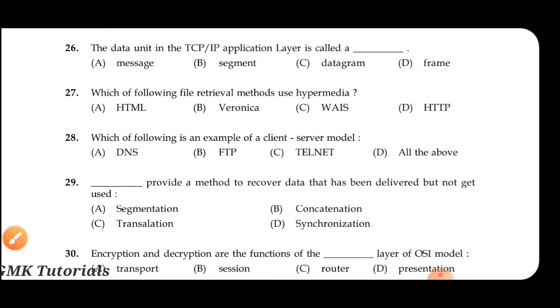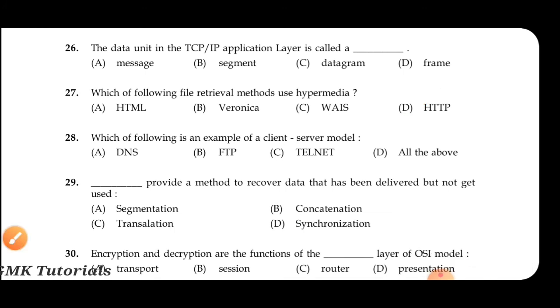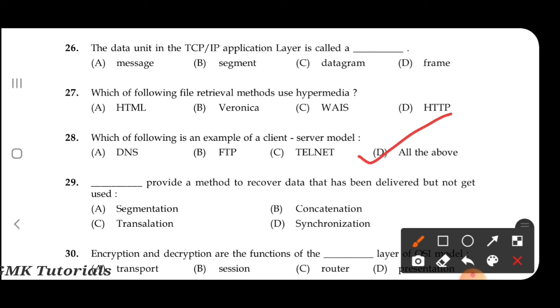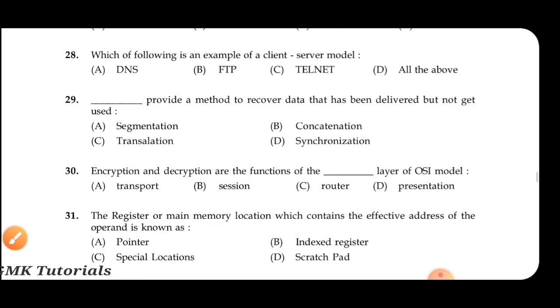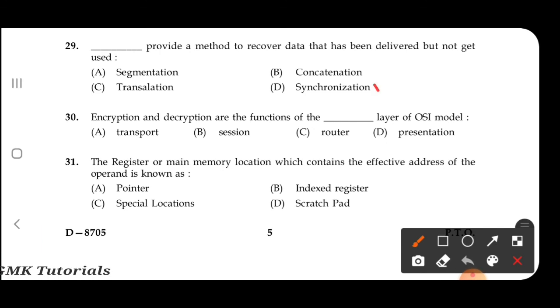27th question. Which of the following file retrieval methods use hypermedia? That is HTTP. Which of the following is a client server model? All of the above. Domain name system, FTP, file transfer protocol, telecommunication network. All of the above is the right answer. 29th. Dash provides a method to recover data that has been delivered but not used. It is synchronization.